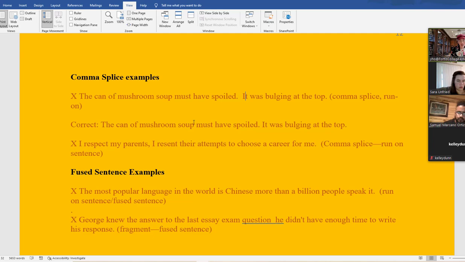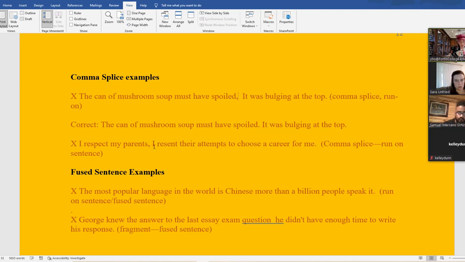And also, you've got to have correct punctuation. So those are the two things, sentence variety and punctuation, because that's on your rubric. They grade you for it. If you lack sentence variety, I think that's like 20 or 30 points or something like that. Anyway, so the can of mushroom soup, this is a comma splice, and then this is correct.